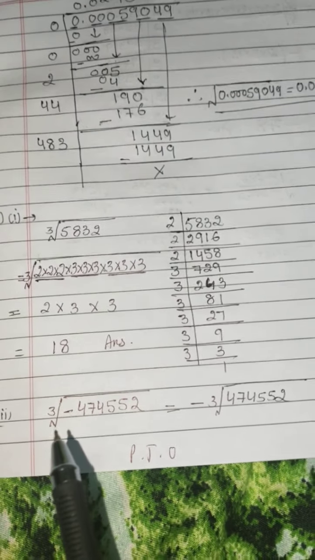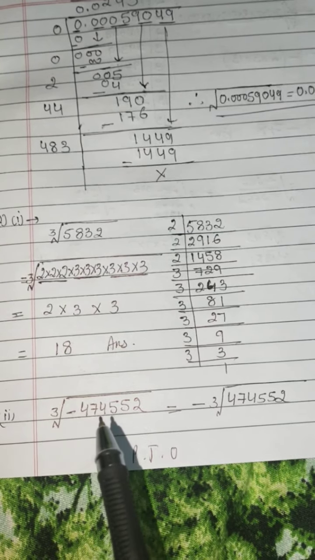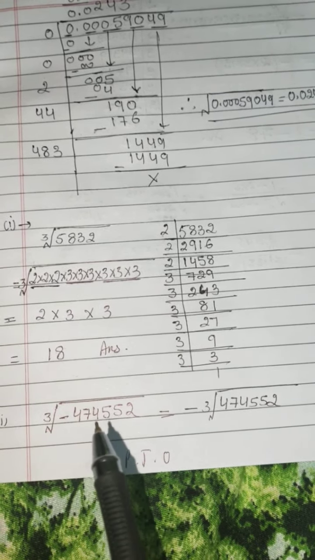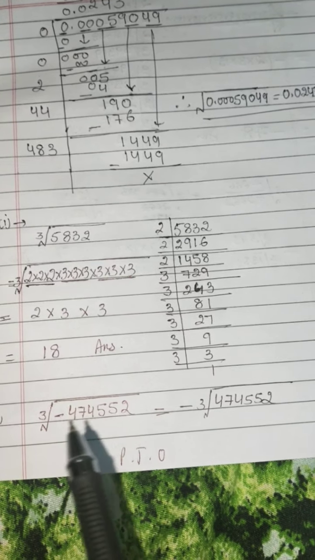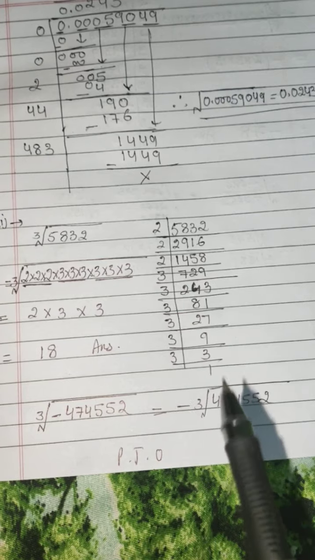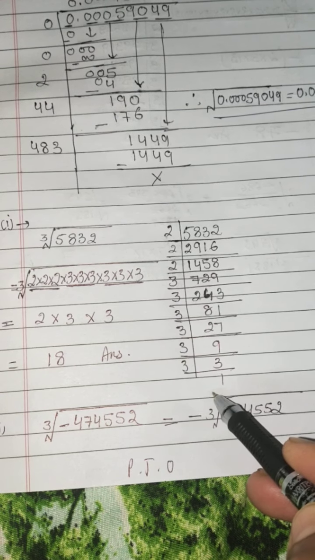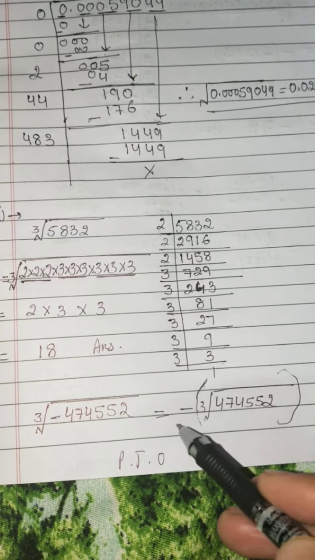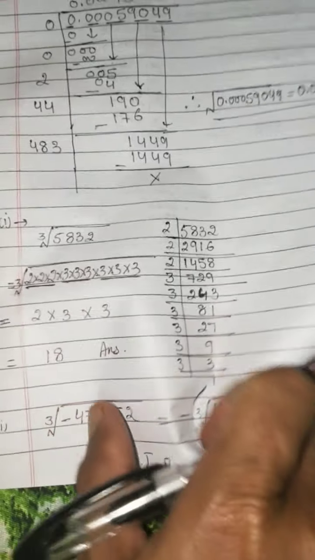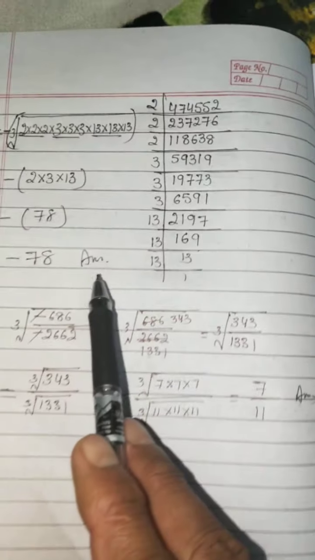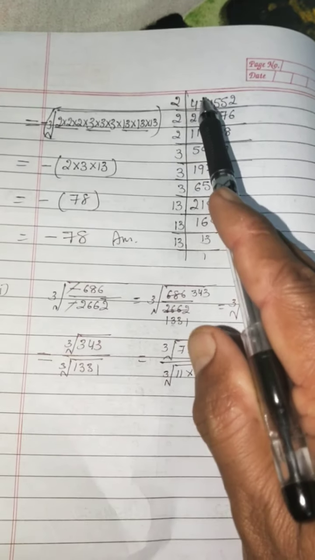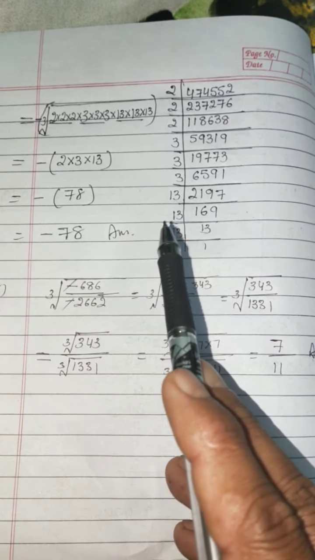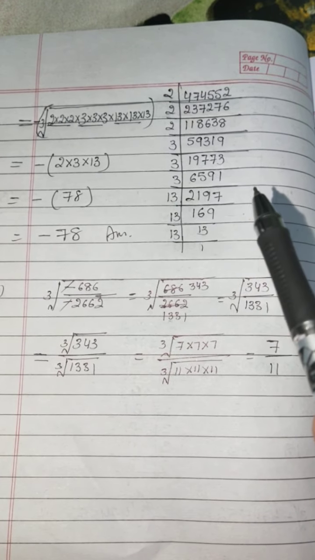Next, this is the cube root of minus 474,552. Dear students, the cube root of a negative integer is negative. First we take the common minus sign and then in the common bracket you can write here, because the cube root of minus 1 is equal to minus 1. Okay, so after that again find their cube root using the prime factorization method. Again 2 into 2 into 2, 3 into 3 into 3, 13 into 13 into 13. This is the recapitulation of squares and square roots and cubes and cube roots.